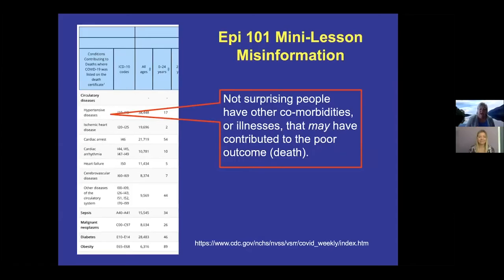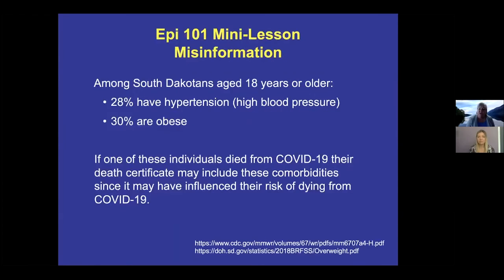Now, if you look at that table, the list continues. There's all kinds of things that are listed. And here we have hypertensive disease, arrhythmias, diabetes, obesity. And it's not surprising that people who get COVID have other comorbidities or illnesses that may have contributed to a poor outcome or a death. If you look at just South Dakotans, 28% have hypertension or high blood pressure. 30% of them are obese, and the places I got that information are listed down there at the bottom. Now, if one of these individuals died from COVID, their death certificate may include these comorbidities, since it may have influenced their risk of dying from COVID.